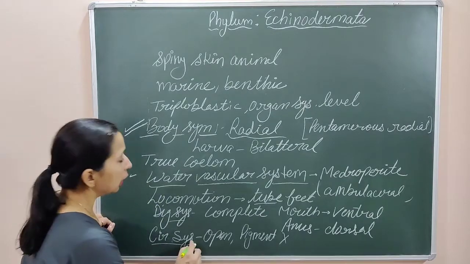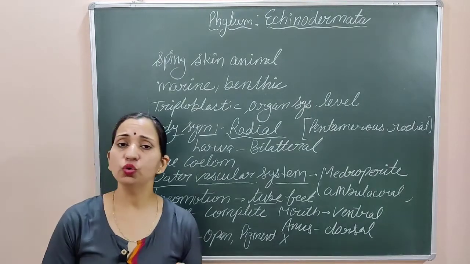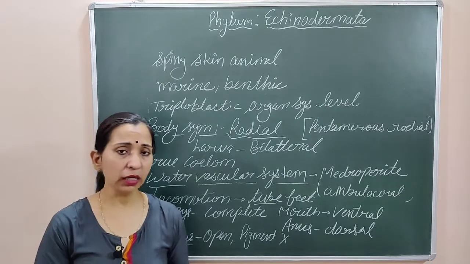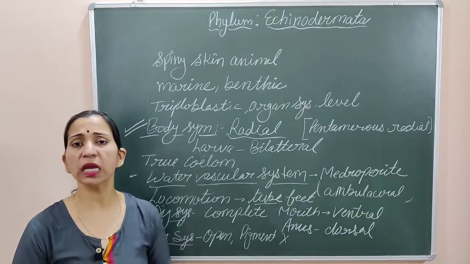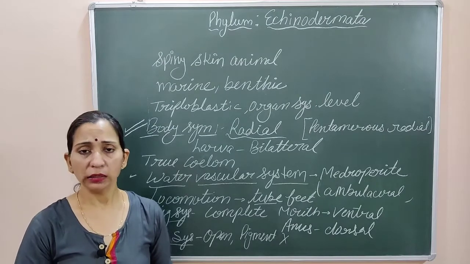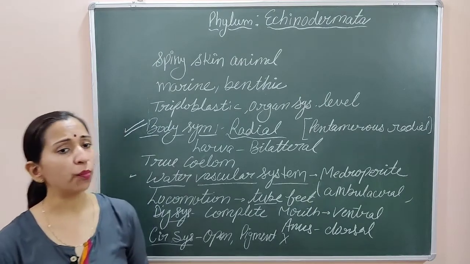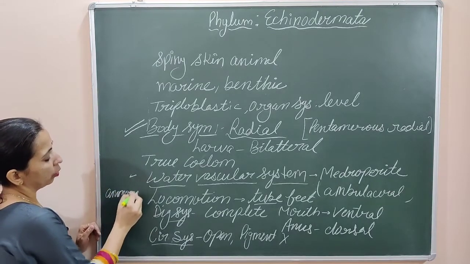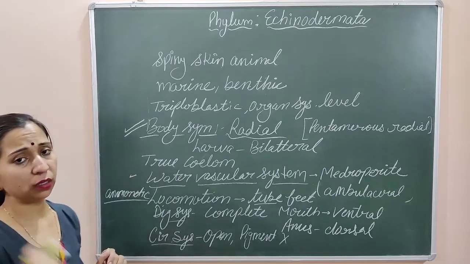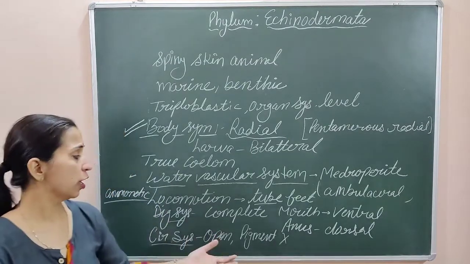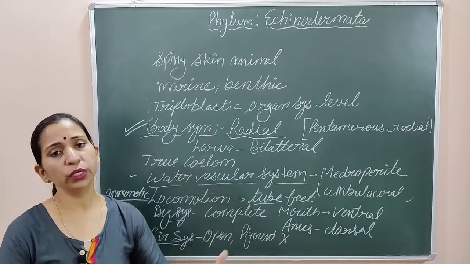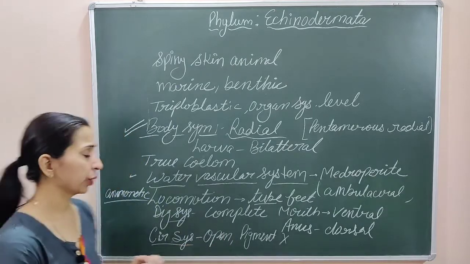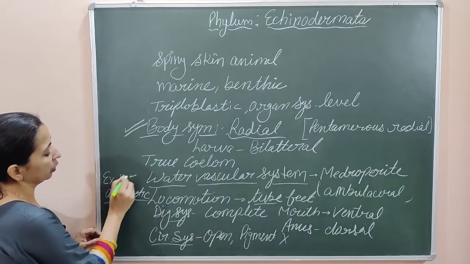Most important thing is that if we talk about the excretory system, they do not have any excretory system. Again, the reason is the same. No excretion is required because they are marine. They live in water and they can excrete their waste product in the form of ammonia. So they are ammonotelic organisms. Ammonotelic means ammonia has to be released into the water. It can be released directly through these tube feet. So they do not require any excretory system.